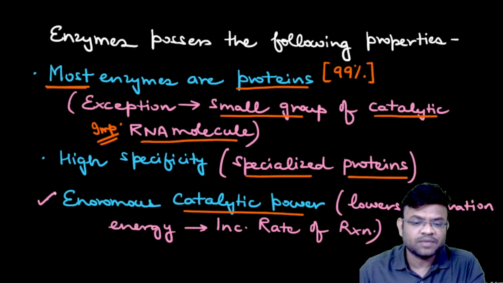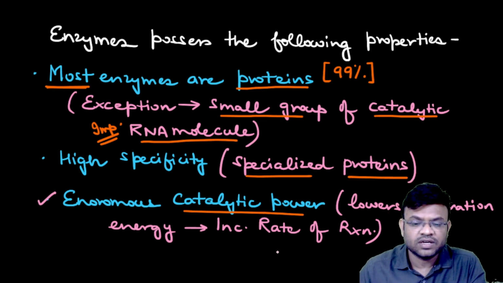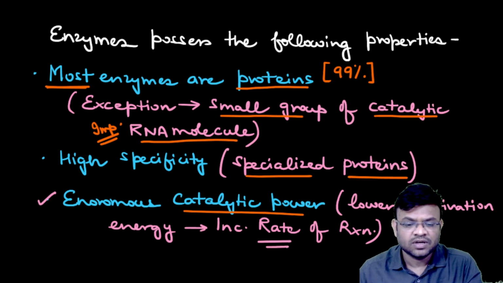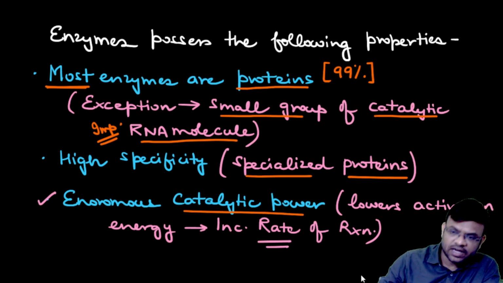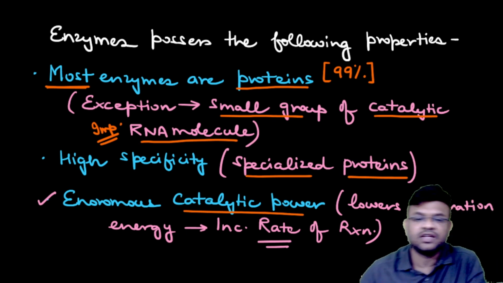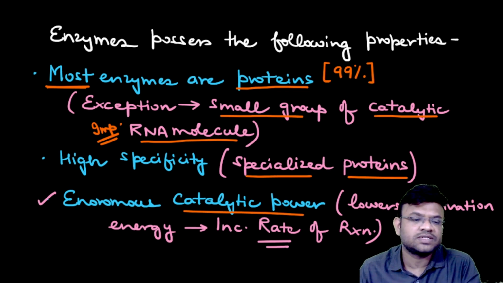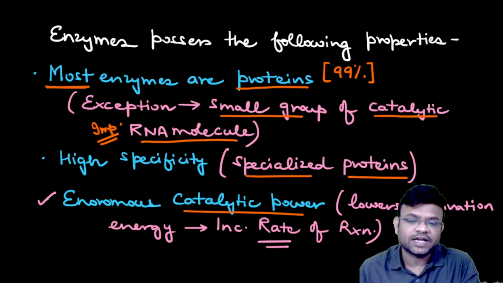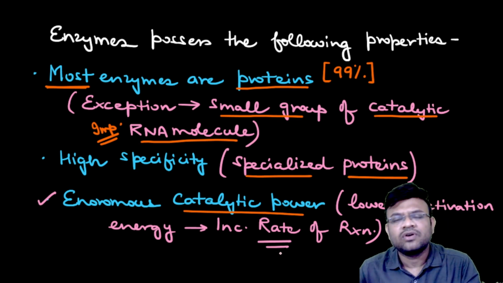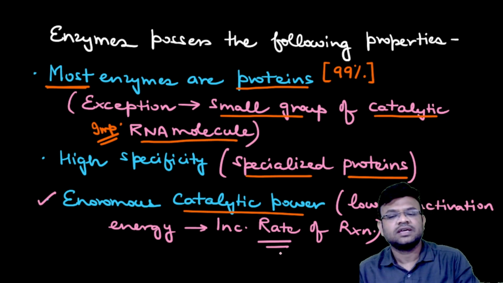So enormous catalytic power simply means that the rate of the reaction would definitely increase. So increased rate of reaction, let me just move so that you can check out what I have written. Enormous catalytic power means lowers activation energy and increases rate of reaction. When I say lowers activation energy, what does this mean? I would be talking about this in just a moment. Up till now you would have understood that it increases the rate of the reaction.